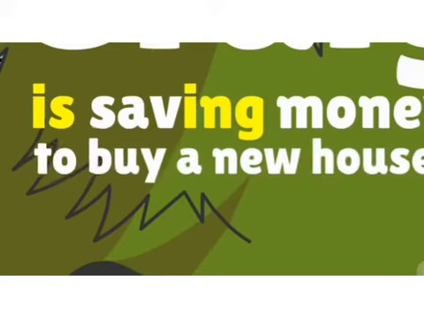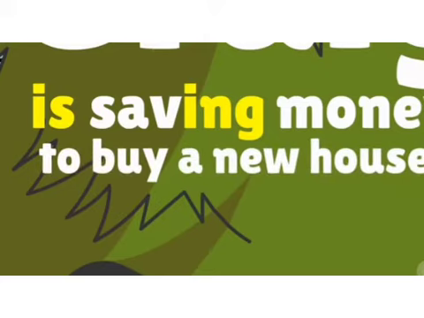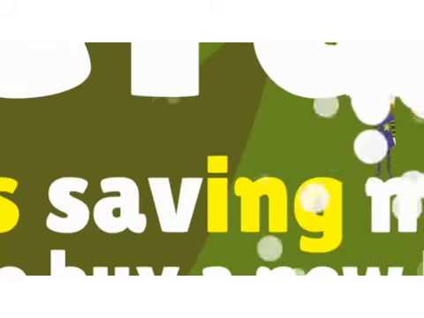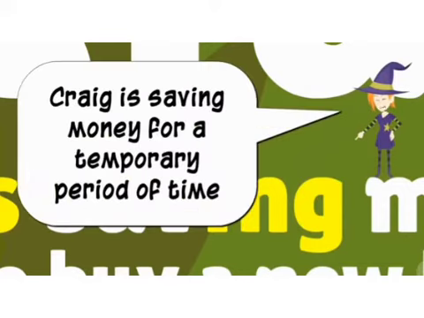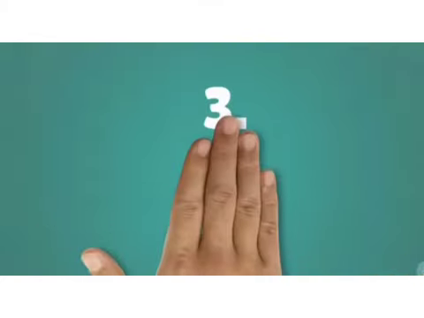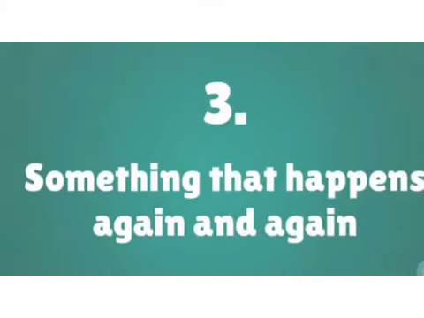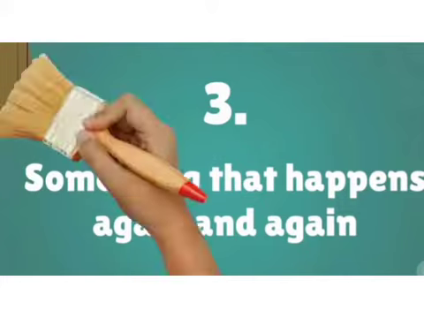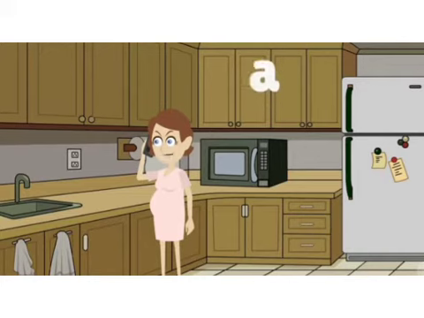Craig is saving money to buy a new house. Is saving is the continuous. So for a temporary period of time, he is saving the amount. Hence it is continuous. For something that happens again and again, we use the present continuous.